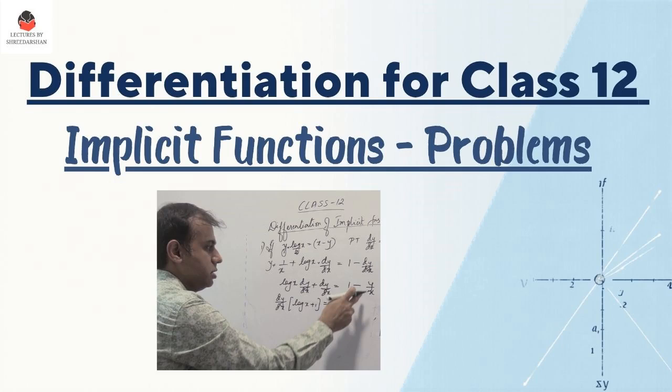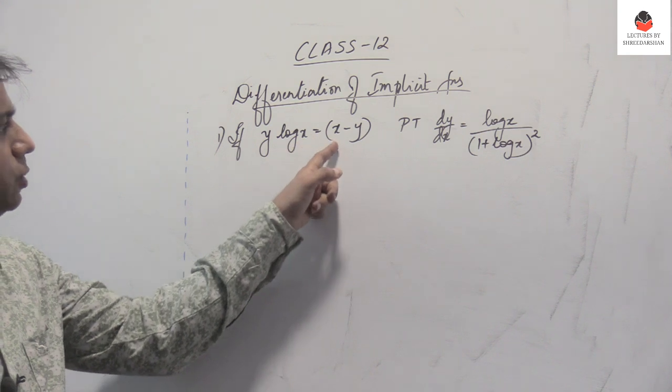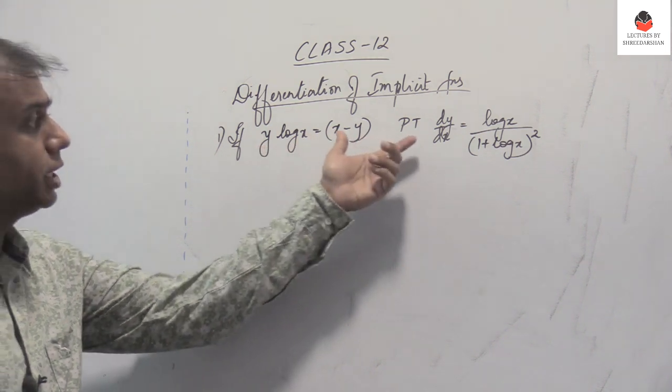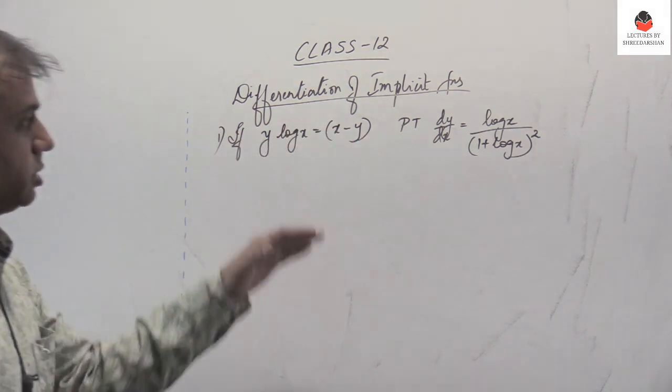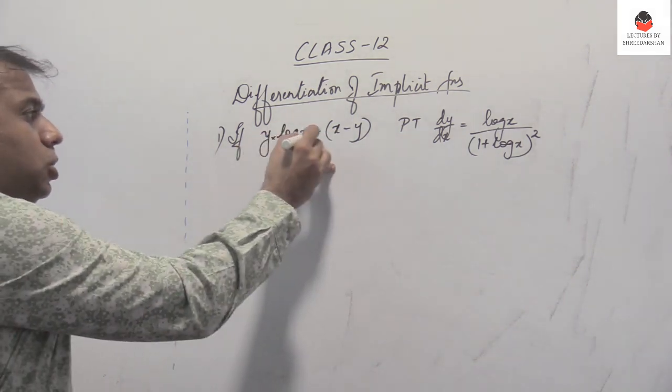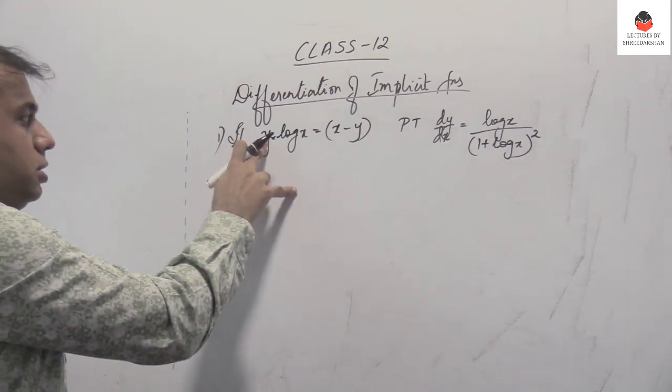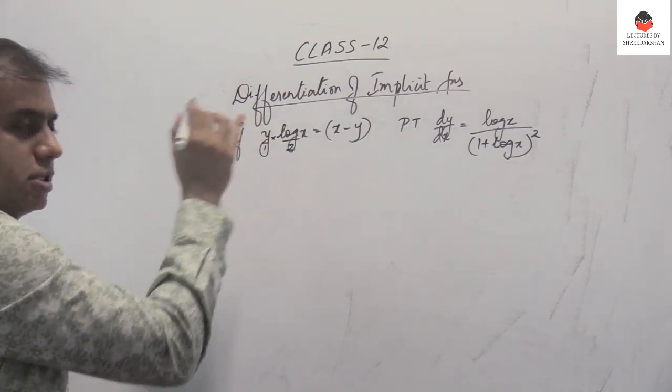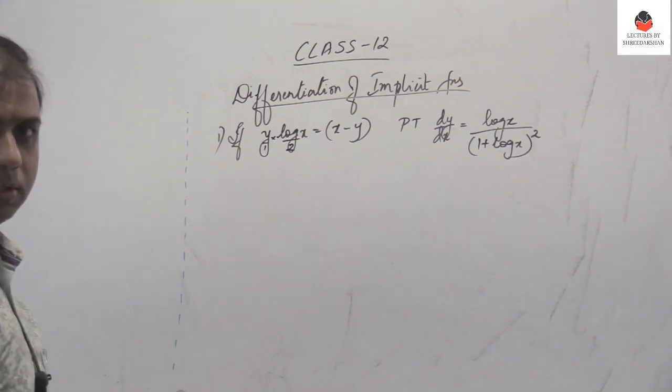When you have an implicit function y log x equals x minus y, how do you find dy by dx? So let us take this problem and solve. Now you have y into log x. So this is the first function and this is the second function. So let us apply the rules of differentiation.